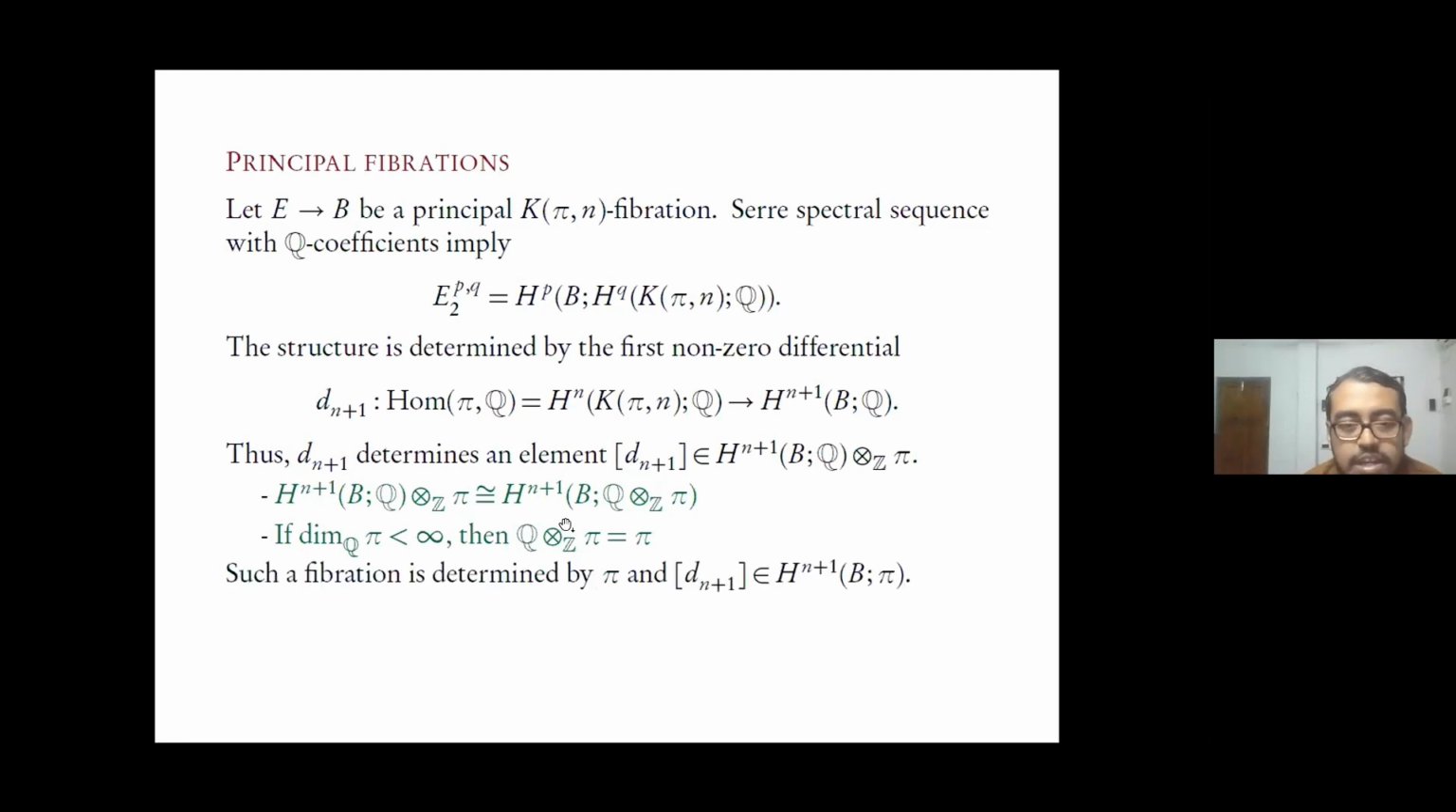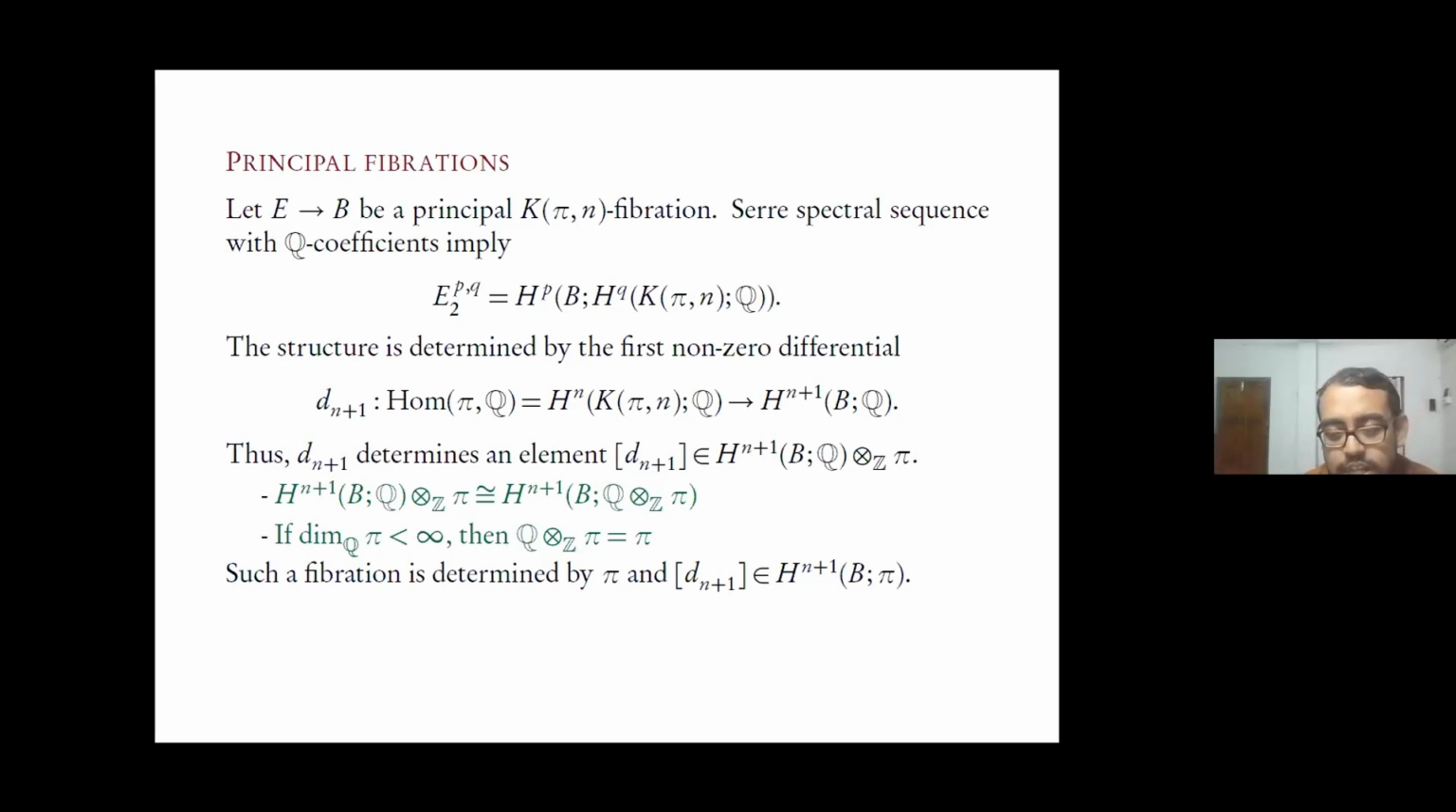So effectively, what I'm saying is, given such a principal K(pi, n) fibration, this is the first non-zero differential, and in fact this is the only map that you have to sort out in order to calculate this thing. So it's determined by the group pi, which in our case is going to be a finite dimensional rational vector space, and this element, which is an element now in the n plus 1th cohomology of B with coefficients in pi, because I can identify this with pi. Okay, so that's the topological side.